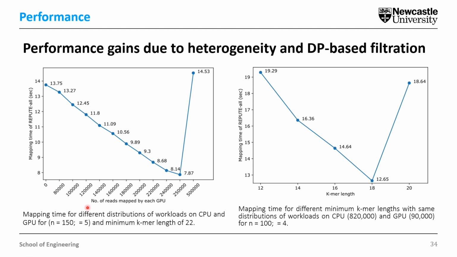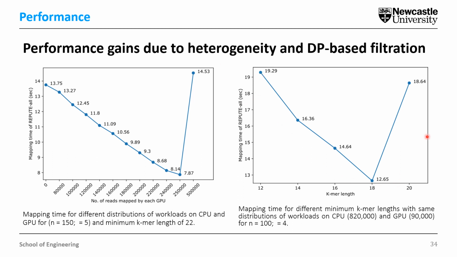The diagram on the left shows the performance gain due to distribution of workload on the GPU. We can see that the computation time keeps on falling as we distribute more and more reads to the GPU. Beyond one point, the overall computation time increases again, because the time taken by the GPU to process those reads is more than the overall time taken by the CPUs.